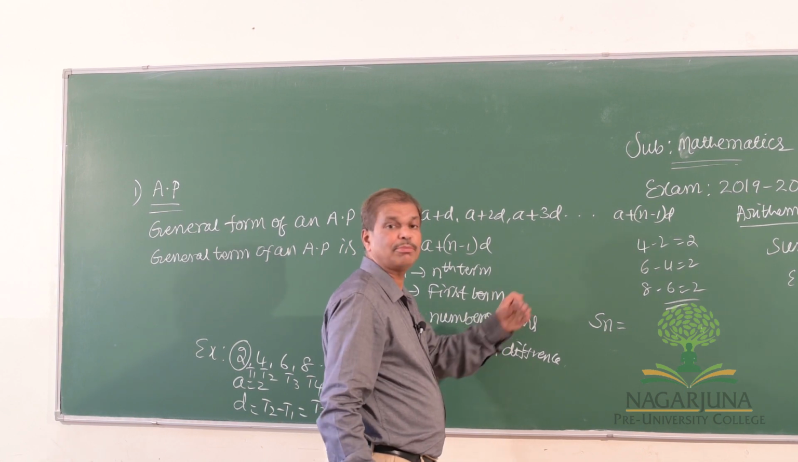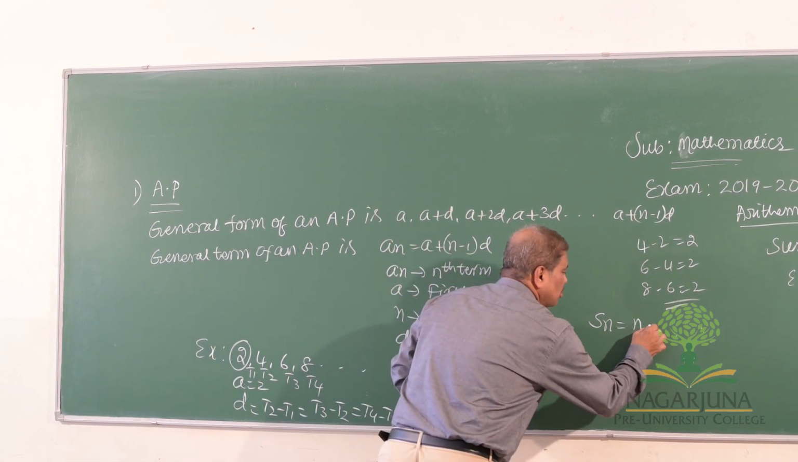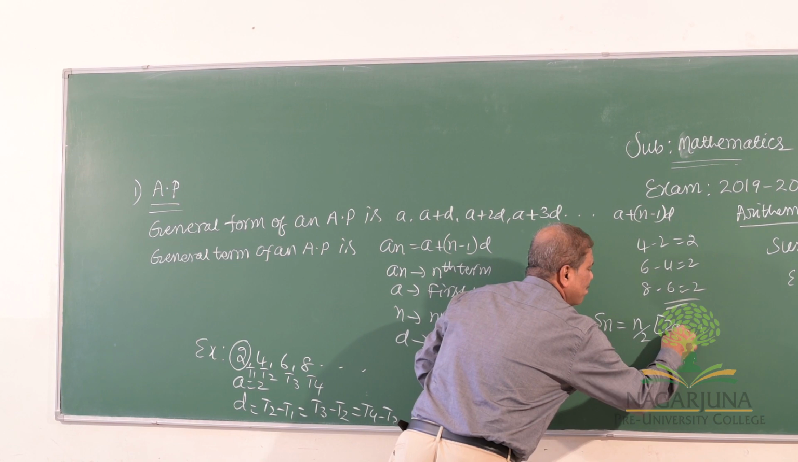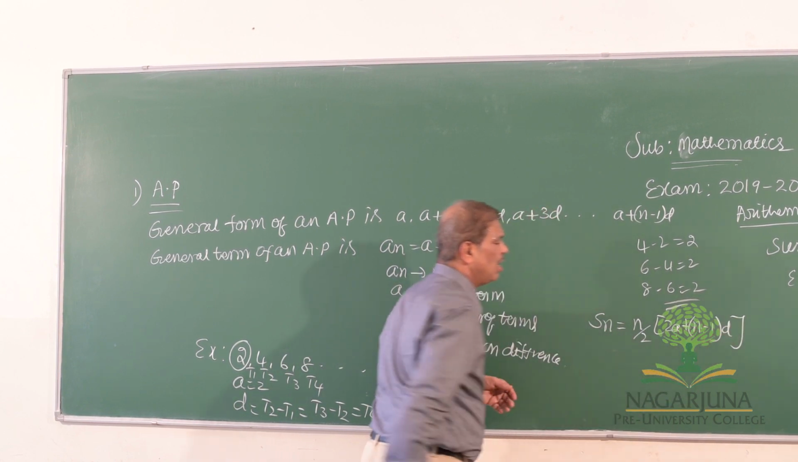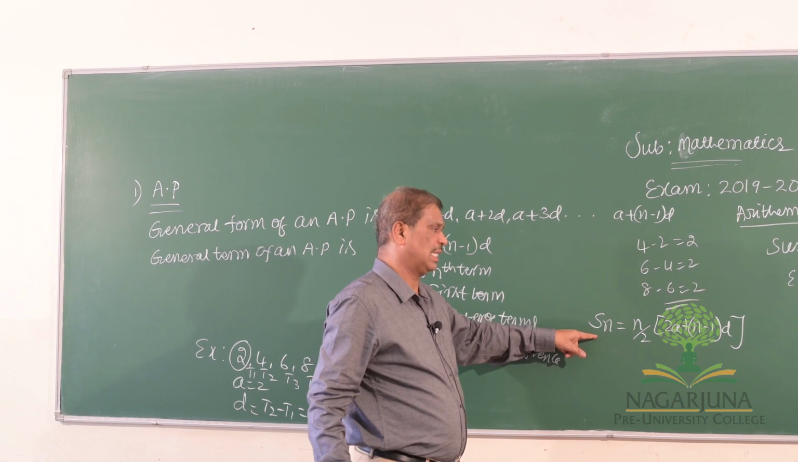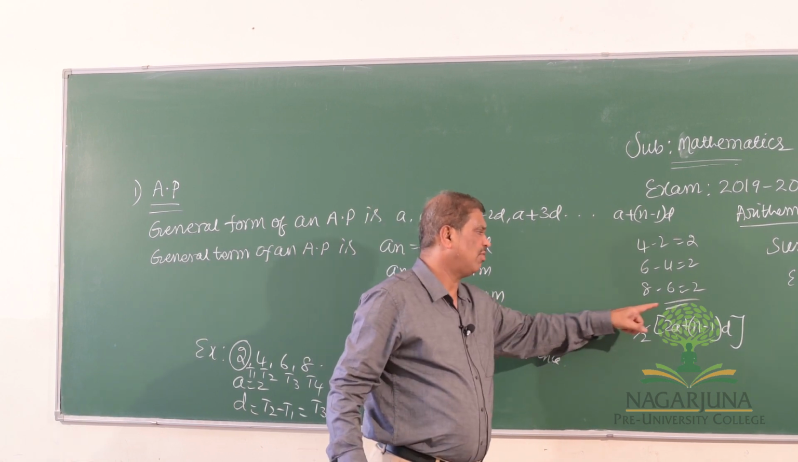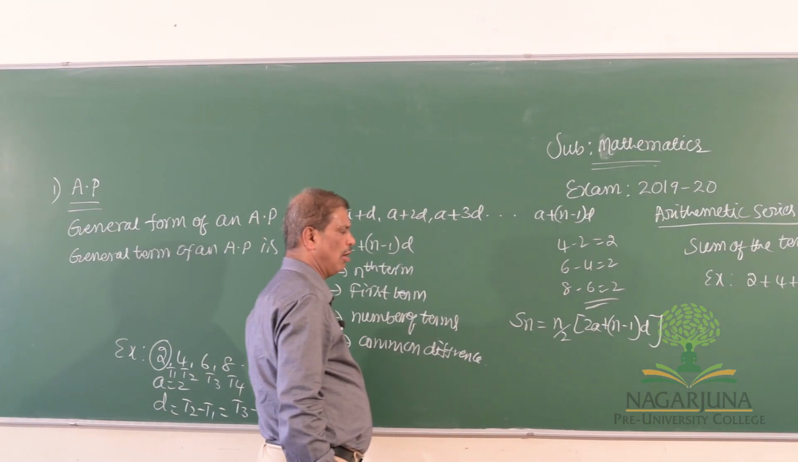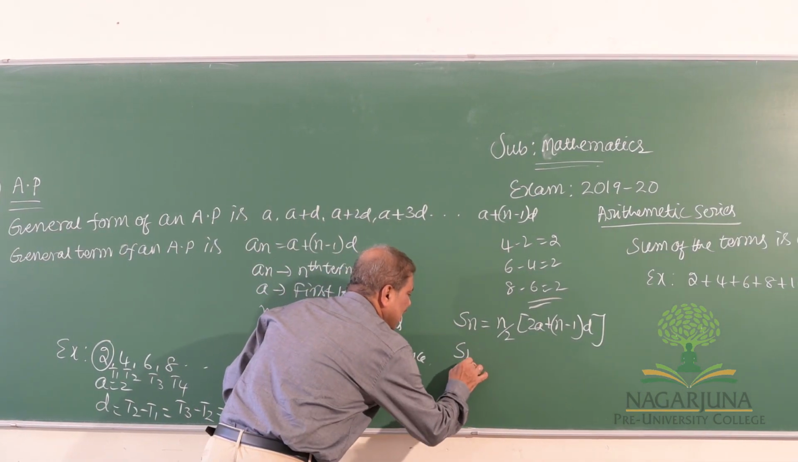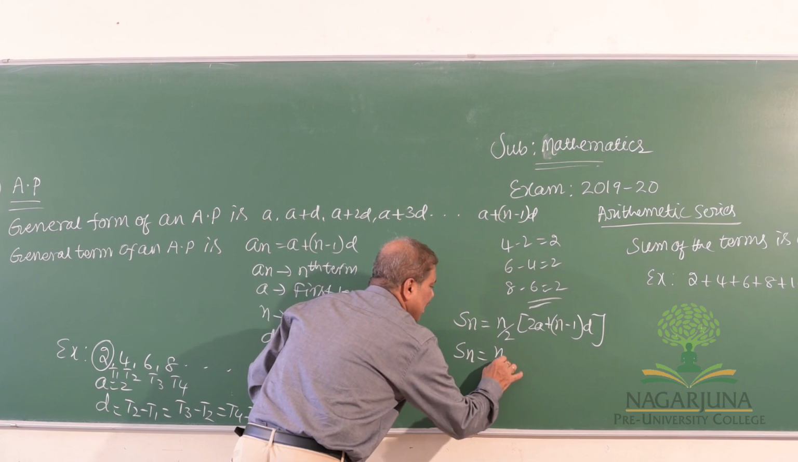Sn is nothing but the sum to n terms. Sum to n terms means n by 2 into (2a plus (n minus 1) into d). This is the formula for the sum to n terms of an arithmetic series, where n is the number of terms, a is the first term, and d is the common difference.